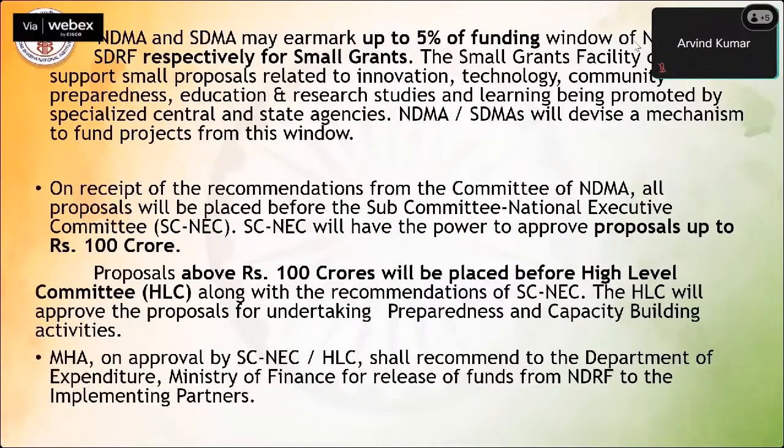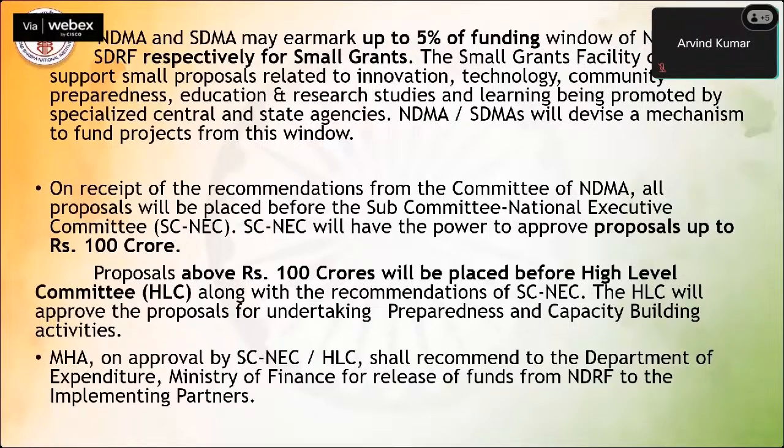Okay, now project handling. We have already said for mitigation, whatever projects are below 100 crores are processed and cleared by the subcommittee of the National Executive Committee, called SCNEC. The projects above 100 crores are placed before the High-Level Committee, called HLC, along with the recommendations of the subcommittee NEC. The high-level committee will approve the proposal for undertaking preparedness and capacity building activities.